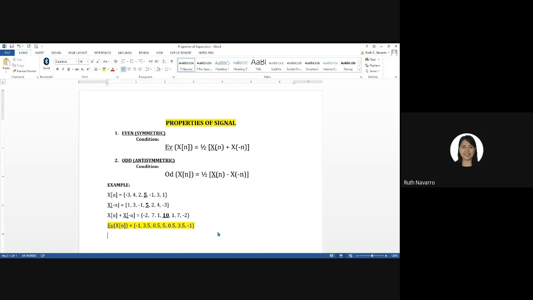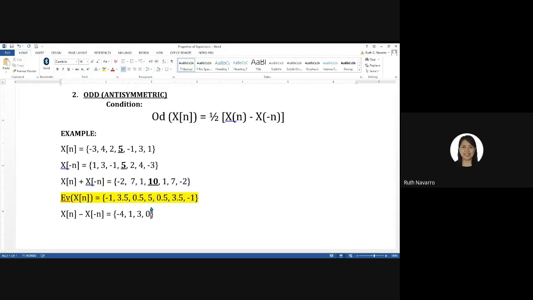How about the odd signal? You just have to subtract x of negative n from x of n. For x of n minus x of negative n: negative 3 minus 1, negative 4. Next, 4 minus 3 is 1. Next, positive 3. Next, 5 minus 5, 0. And still, this is where n is equal to 0.